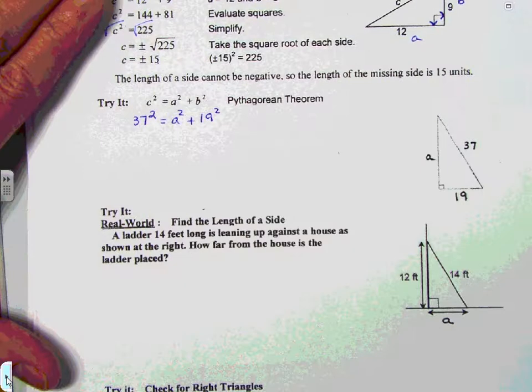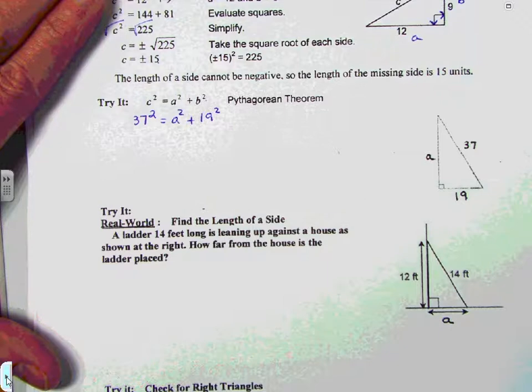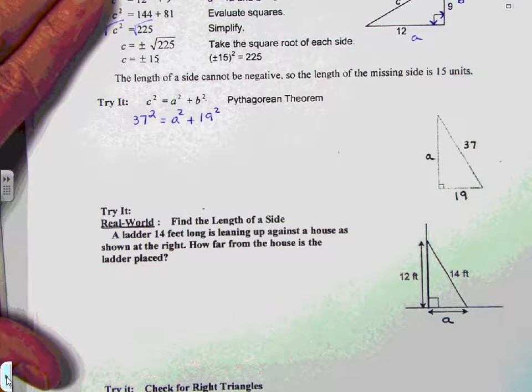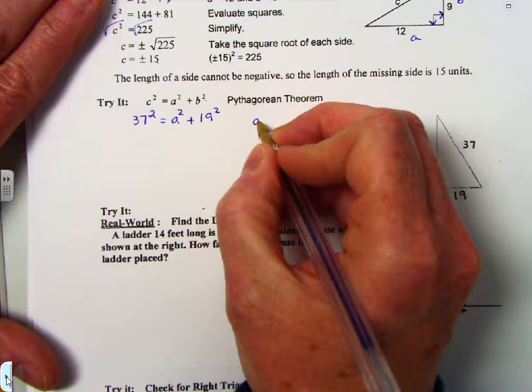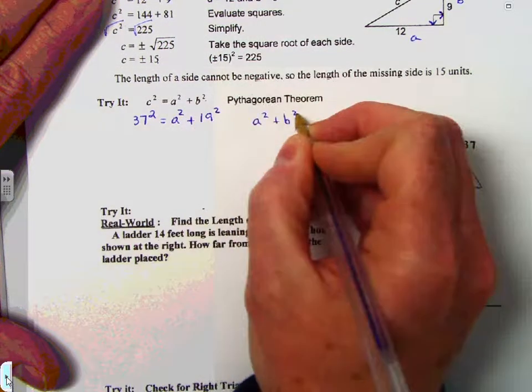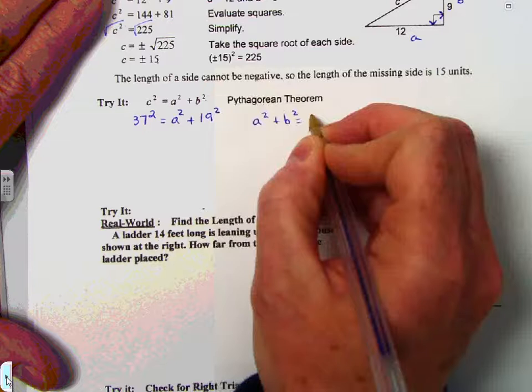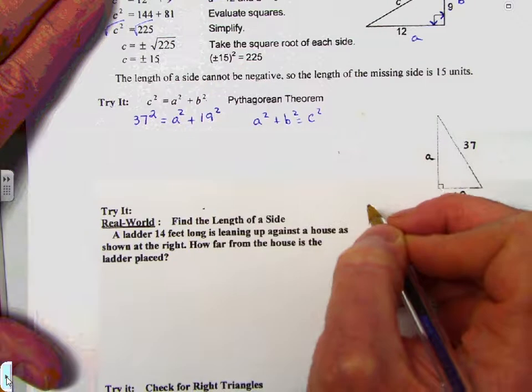Did you get it set up right? Did you put the 37 where the C was? Now, if you're someone who can't get away from a squared plus b squared equals c squared, that's fine. You can rearrange it, but still make sure that the 37 goes where the c is. Okay? Yes, sir?